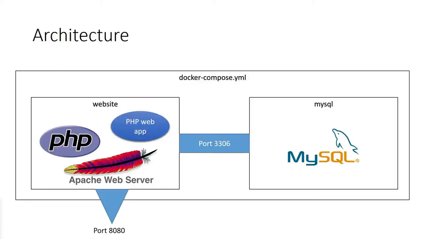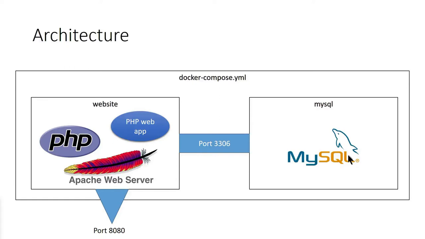So this is the architecture of what we're going to be doing today. We're going to be using a tool called Docker Compose. And Docker Compose is essentially going to create a local area network in Docker that contains two separate containers. On the right side, there will be a MySQL version 8.0 container.